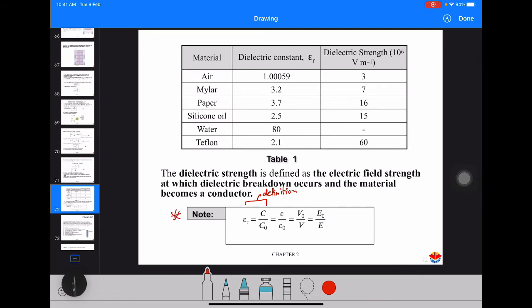This is what I told you. The air is 1.001 or 1.00059, so the effect is very small. That's why normally when we calculate in air, we can use epsilon naught straight away, because you basically multiply by 1. All this epsilon R is given in the exam, or maybe they ask you to find the epsilon R. But it's a constant. It depends on the material. The higher it is, the better dielectric material it is.